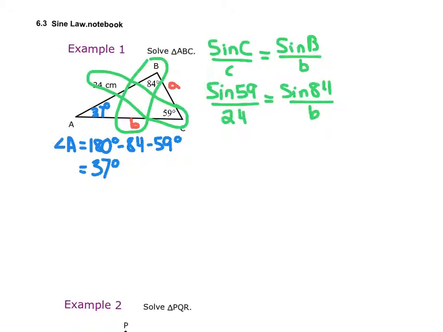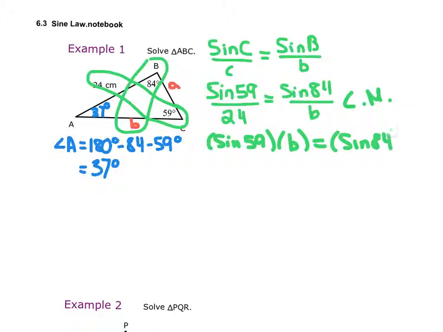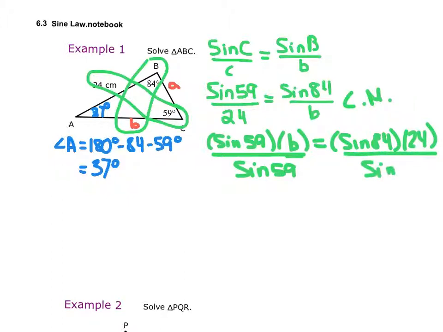And so you'll see in this equation that we only have one unknown. Now in this situation, we now cross multiply. So we end up getting sine 59 times b is equal to sine 84 times 24. But again, you're trying to isolate for b, so we're going to divide sine 59 to the other side. Some of you are going to skip some steps and do this all in one step, and that's fine. I'm just showing you how we rearrange it. And now we're left solving for b equals sine 84 times 24 divided by sine 59.